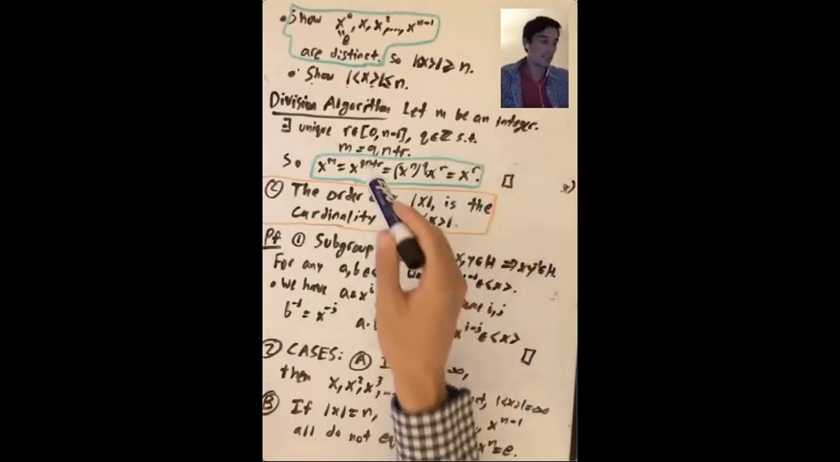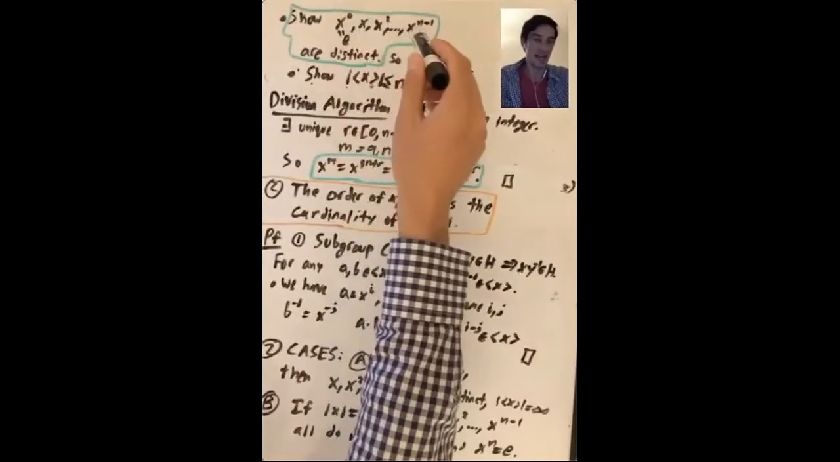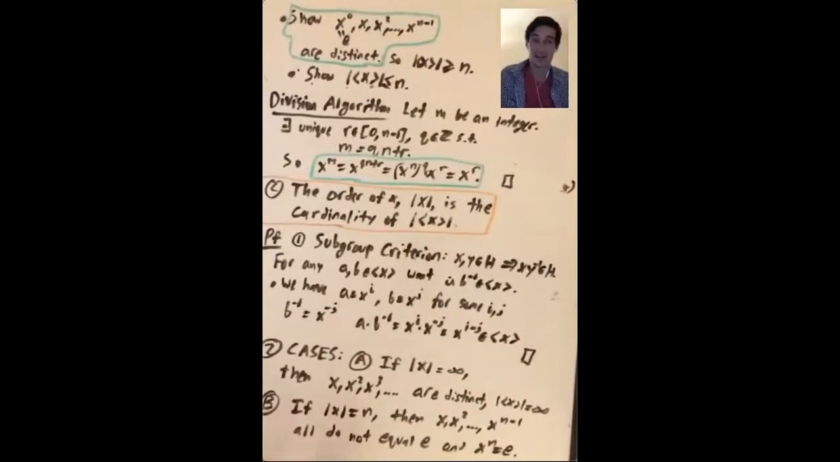So what have we seen? Any x to the m is equal to one of these n elements. And that's it. So now we've shown that the order of the element is the same thing as the cardinality of the cyclic subgroup that it generates. So I'm going to pause and erase and talk a little bit more about properties of cyclic groups.